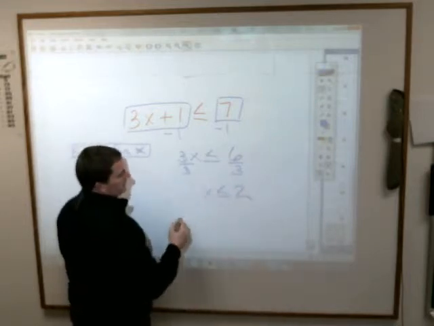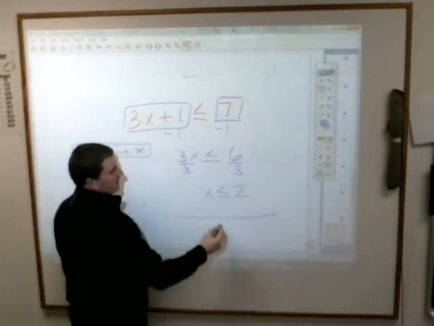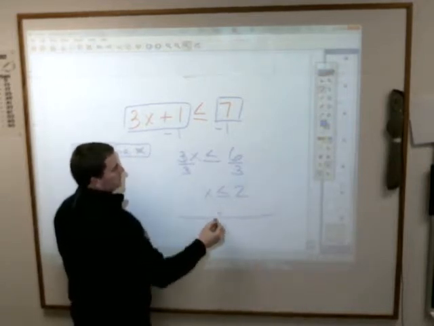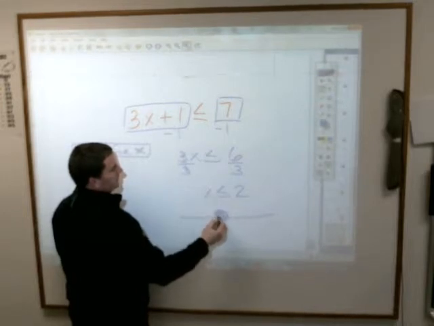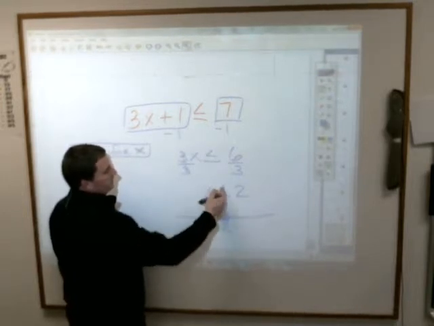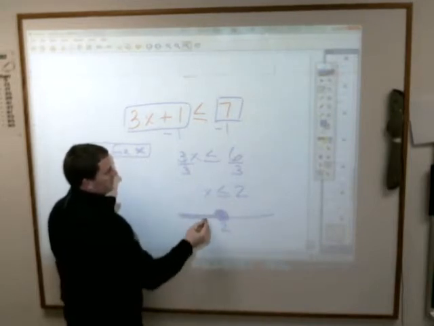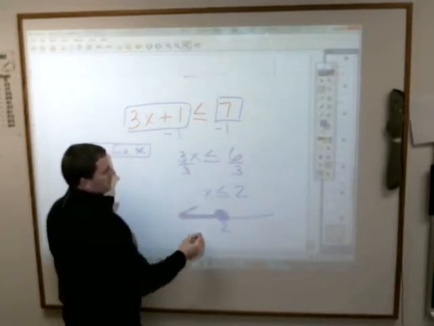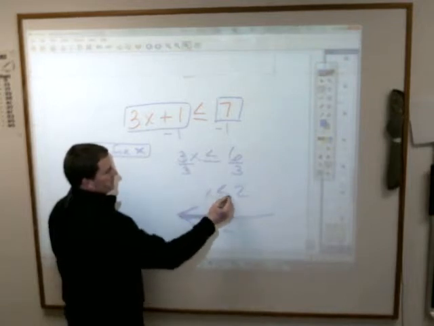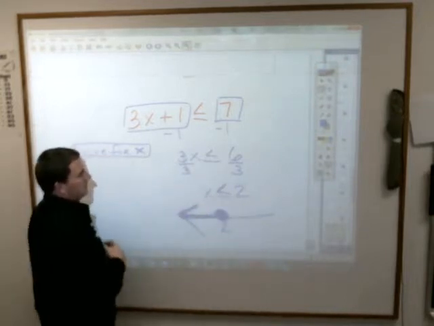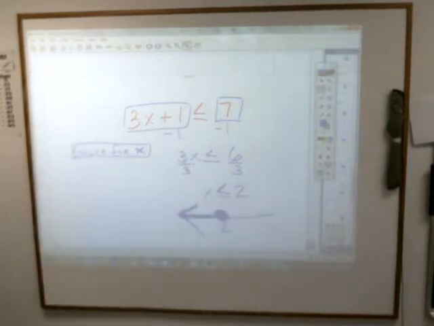And then when you get that there, that's when you have to graph it. At the number 2, open circle or closed? Yes, closed, whoever was saying it. And it's all the ones that are less than, which come this way. This is the less than sign, and my arrow goes this way, just like it is there. Same way. What do you think?